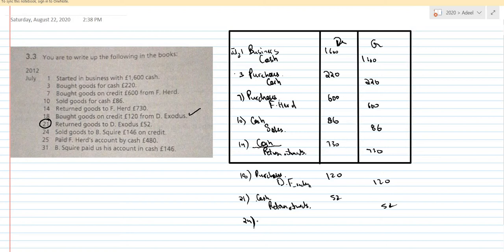The 24th one. Sold goods to B square for 146. Sold goods. Sales would be credited and B square would be debited.